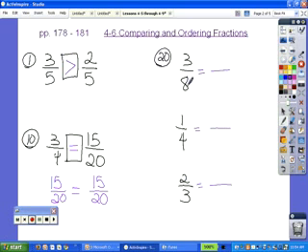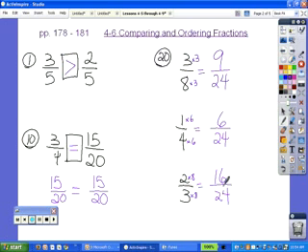8 times 3 is 24. 4 can go into 24, and 3 can go into 24. So 24 is the least common denominator. 8 times 3 is 24, so that means we have to multiply 3 times 3 to get numerator 9. 4 times 6 is 24. 1 times 6 is 6. 3 times 8 is 24. 2 times 8 is 16.